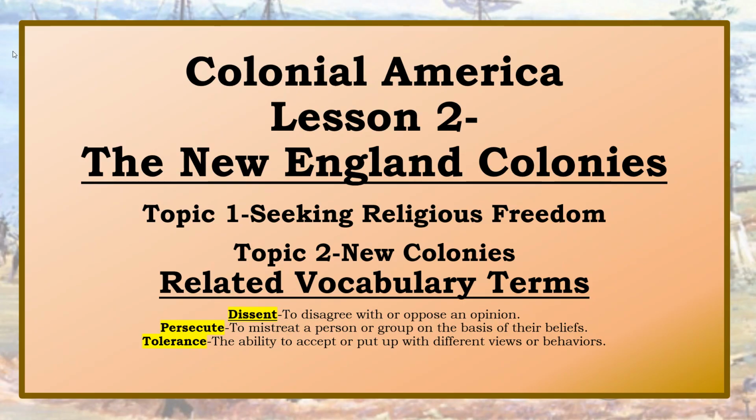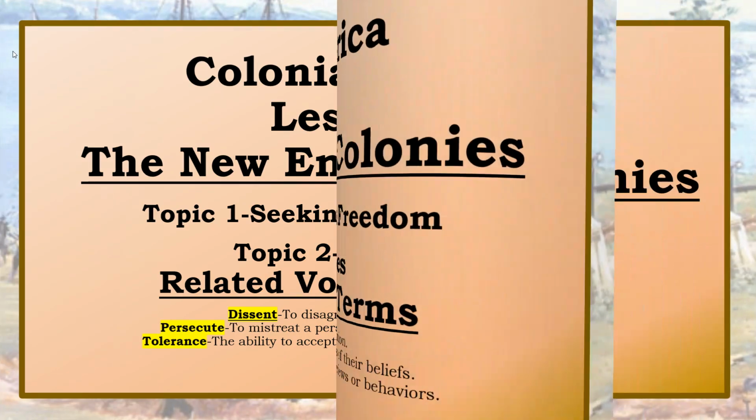Related vocabulary terms for this lesson are the following. Dissent is to disagree with or oppose an opinion. Persecute is to mistreat a person or group on the basis of their beliefs. And tolerance is the ability to accept or put up with different views or behaviors. We'll see these terms as we go through the reading.